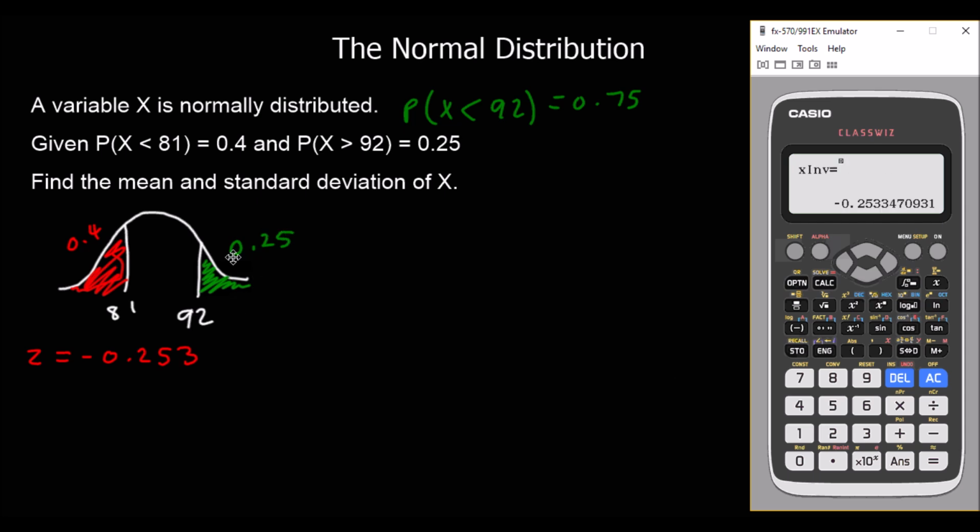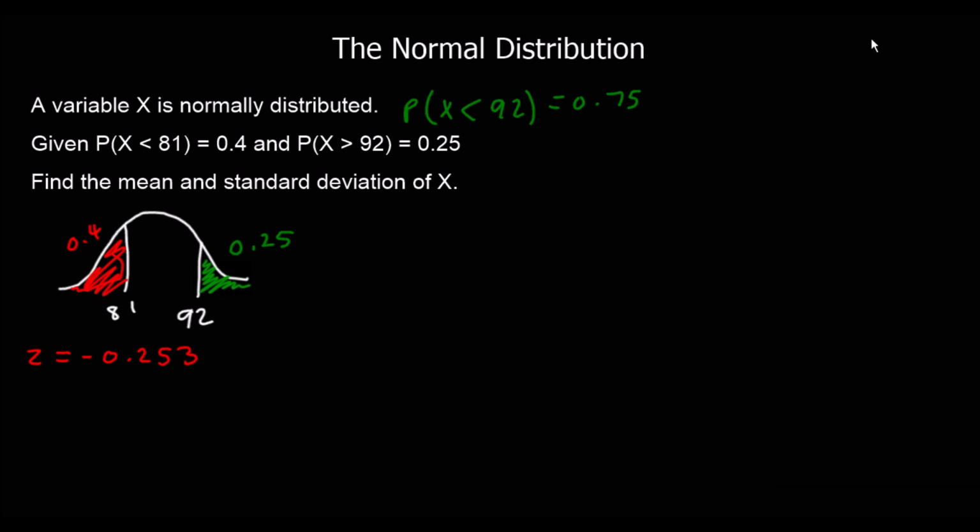And we're going to do the same thing for the 92. So we're in 7, 3 again. This time I'm going to use area as 0.75. And we get a Z score of 0.674. I'll store that as B. So 0.674.